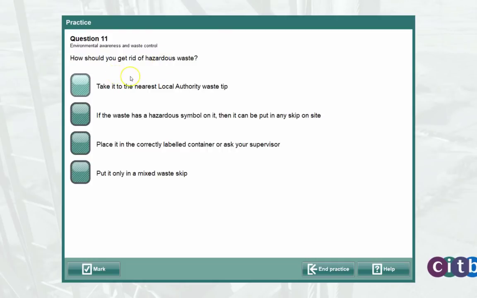How should you get rid of hazardous waste? Take it to the nearest local authority waste tip. If the waste has a hazardous symbol on it, then it can be put in any skip on site. Place it in the correctly labelled container or ask your supervisor. Put it only in a mixed waste skip.